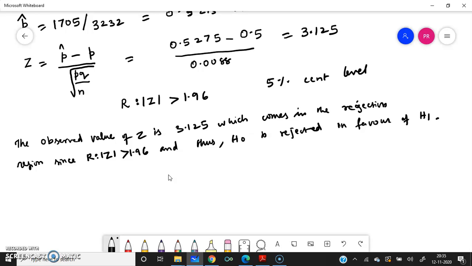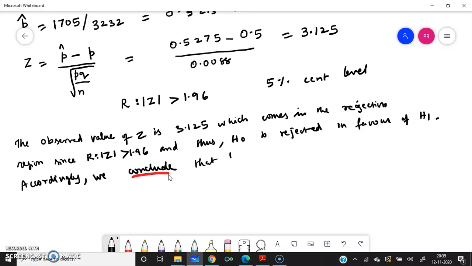H naught and H1 are complements of each other. If one is false, the other one should be true. Therefore, H naught is rejected in favor of H1. So accordingly, we conclude. We have to take the alternative hypothesis for the conclusion.